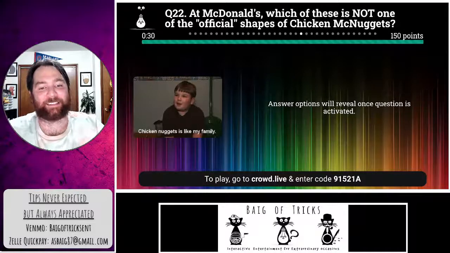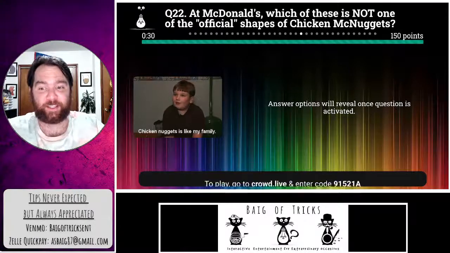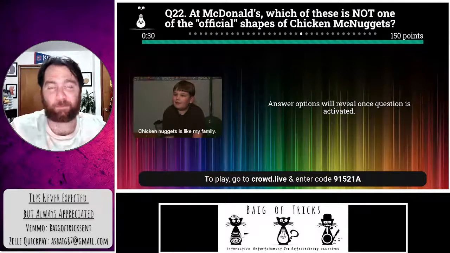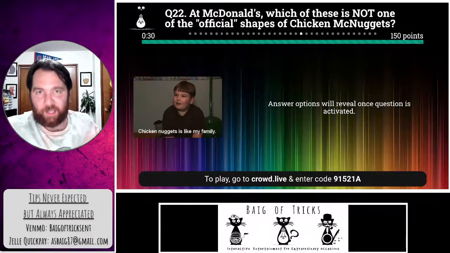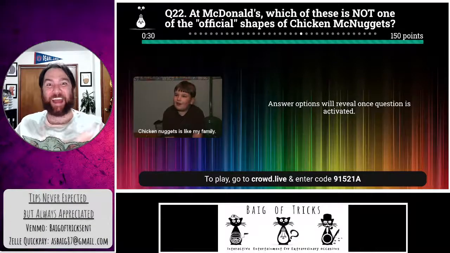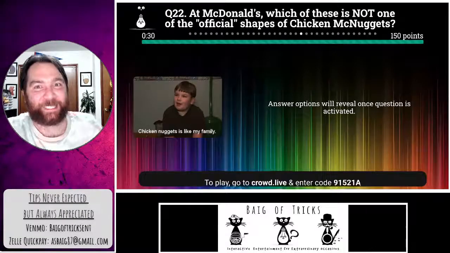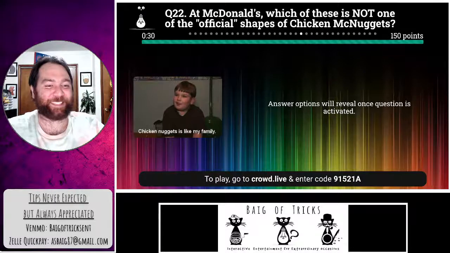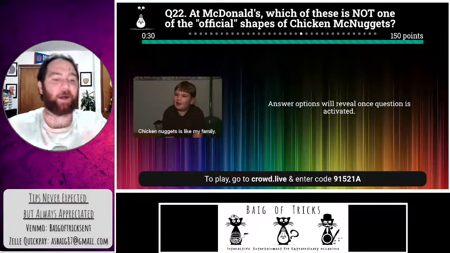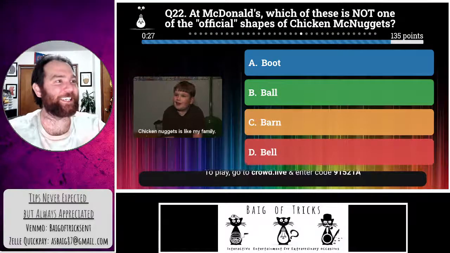Question 22. At McDonald's, this is a real thing. At McDonald's, which of the following options is not one of the official shapes of Chicken McNuggets? If you didn't already know this, they don't just call them all nuggets. At the processing factory, they extrude them into molds of different shapes. Which of these is not an actual shape of a Chicken McNugget? It is a boot, a ball, a barn, or a bell. 3 of these are real chicken nugget shapes.